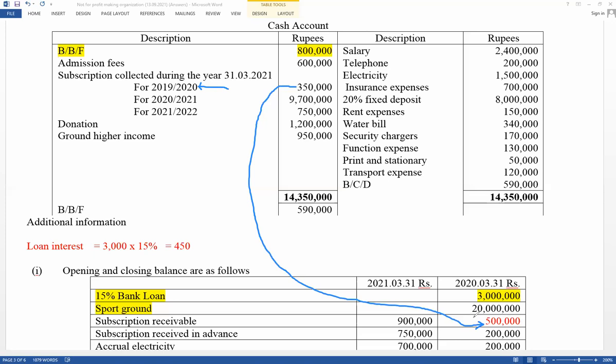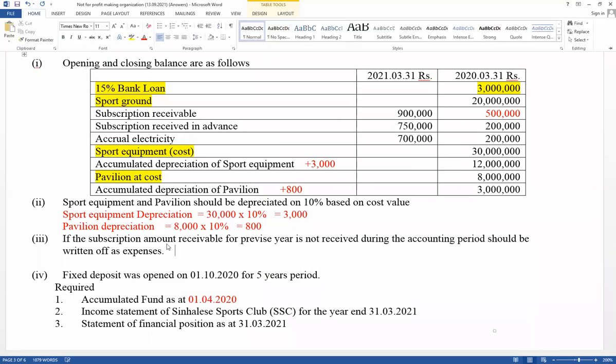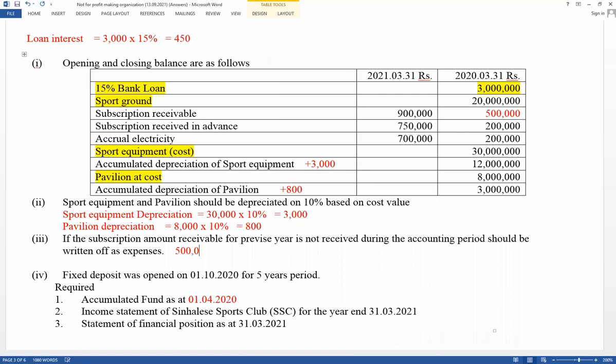Very important. The receivable amount equals 500,000, but the amount received for last year equals 350,000. Not received 150, it should be written off. Therefore, subscription written off equals 150. Prepare workings here: receivable amount 500,000, but received in cash 350,000. Therefore, subscription written off equals 150.